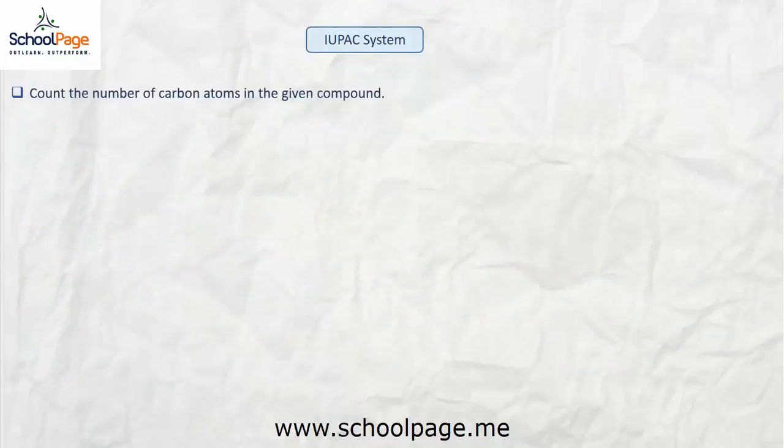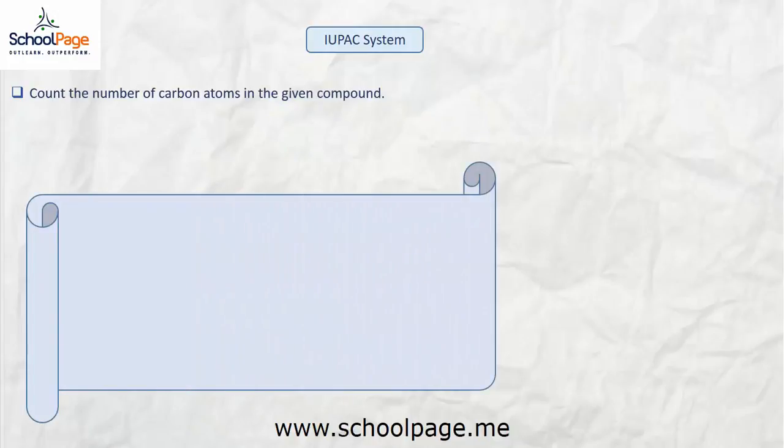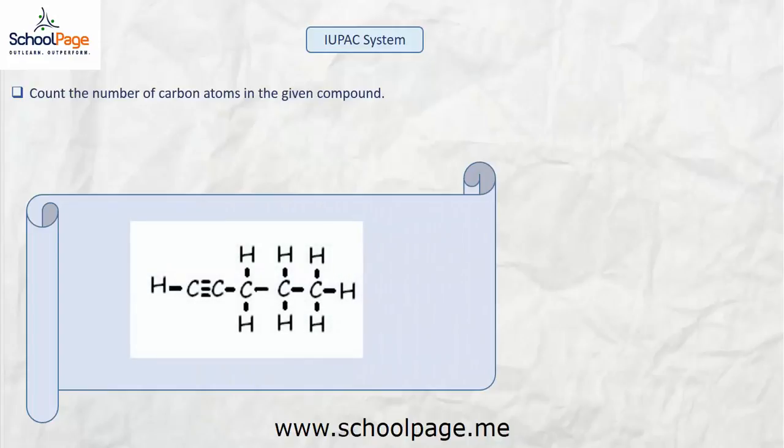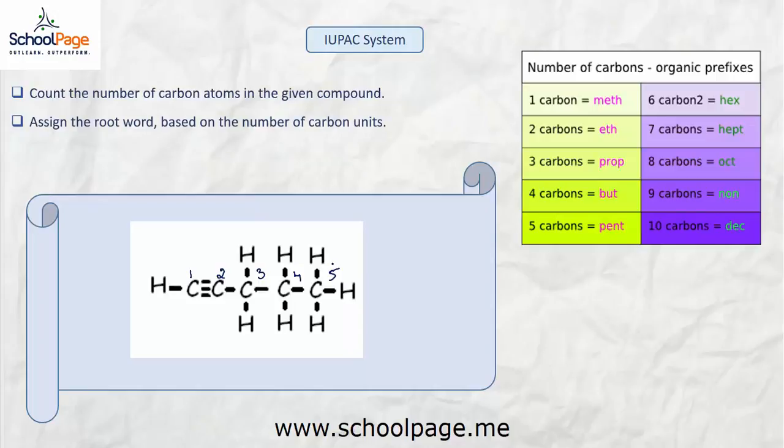So, the first rule tells count the number of carbon atoms. So, here is the compound. So, let's count the number of carbon atoms. It's 1, 2, 3, 4, 5. So we have counted the number of carbon atoms. Assign the root word based on the number of carbon units. So there are 5. So it is pent. So let's write it as pent. So we have first written the root word.